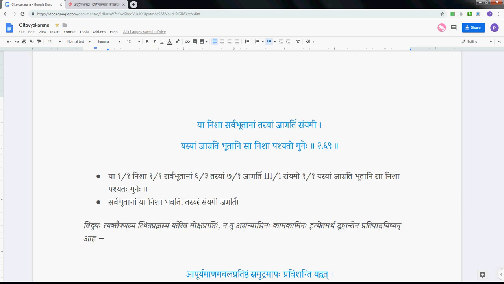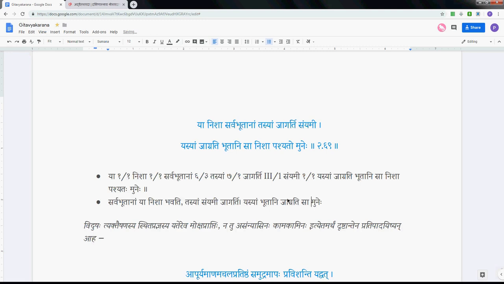But Tasyam Sanyami Jagrati, Tasyam Atma Vidyayam, we can take Strilinga itself, Atma Vidyayam Sanyami Jagrati. So he is awake. And on the other hand, other way around, Yasyam Bhutani Jagrati, in which, so Yasyam Jagrati, this is the world in which they live. Yasyam Bhutani Jagrati, Bhutani.